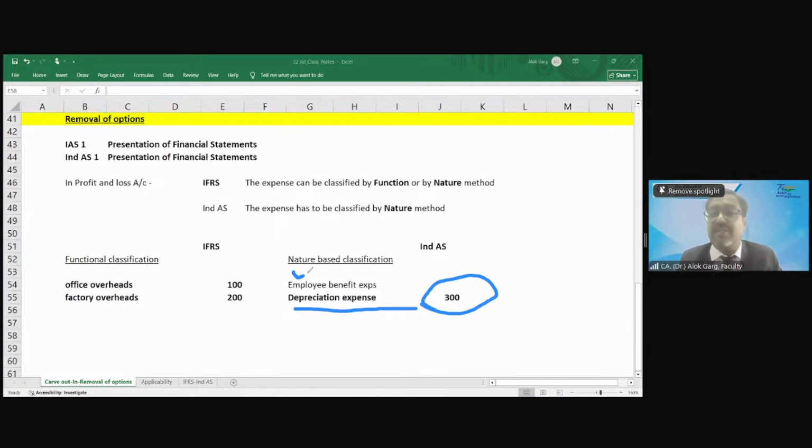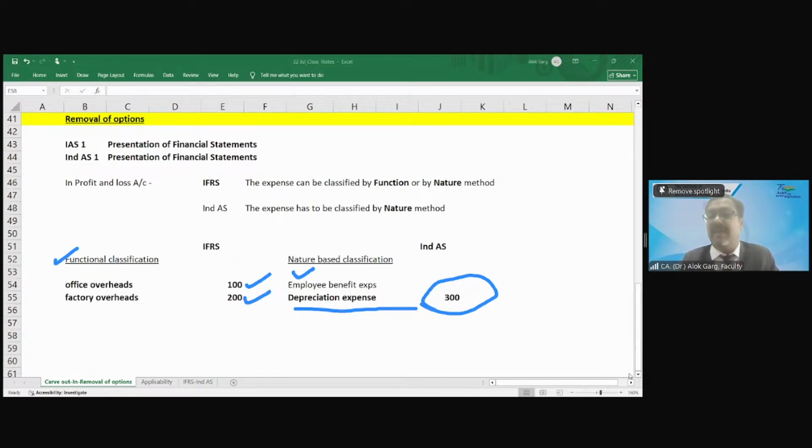This is known as nature-based classification. It doesn't matter what the type of the asset is. If it is depreciation, it is one activity, and it has to be shown as a depreciation expense. But what is the functional classification? Depreciation on office has to be shown as an office overhead. Depreciation on factory has to be shown as a factory overhead. So this is the functional classification.